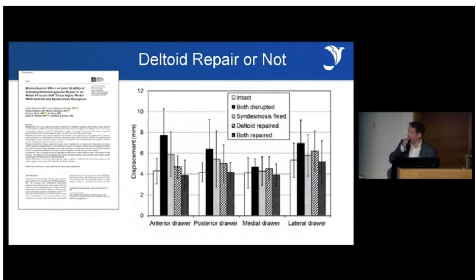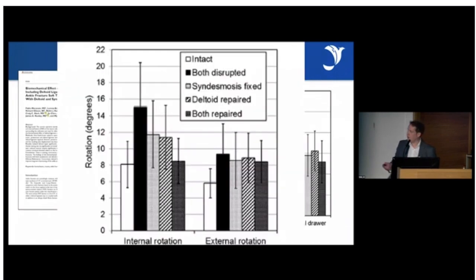This is from Mark Easley's group in America. So intact, both disrupted, syndesmosis fixed, yeah? You can see with those who both repaired, we are achieving normality in anterior drawer, posterior drawer, medial drawer, lateral drawer, which you don't with the others. The only thing that you don't really achieve is on your external rotation, but everything else you achieve if you repair both the deltoid and syndesmosis.